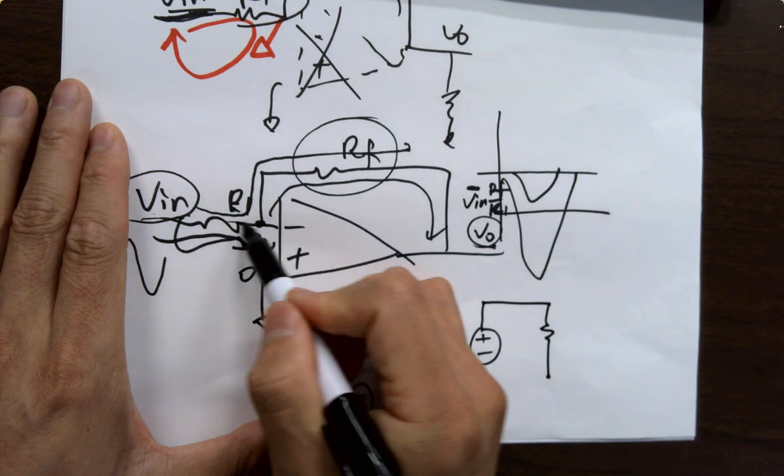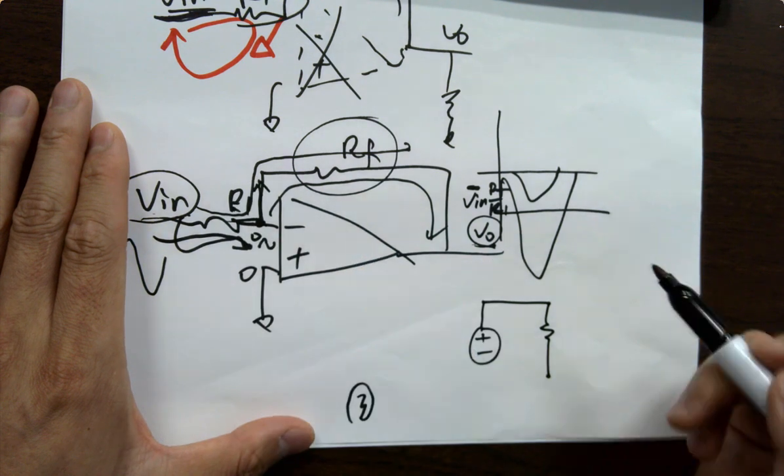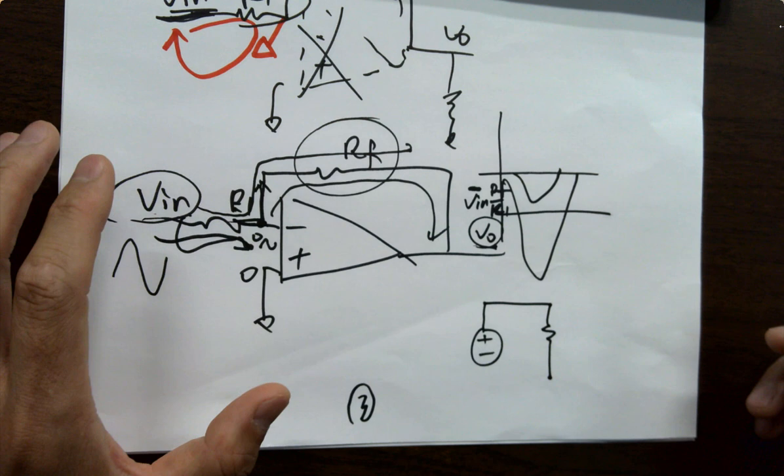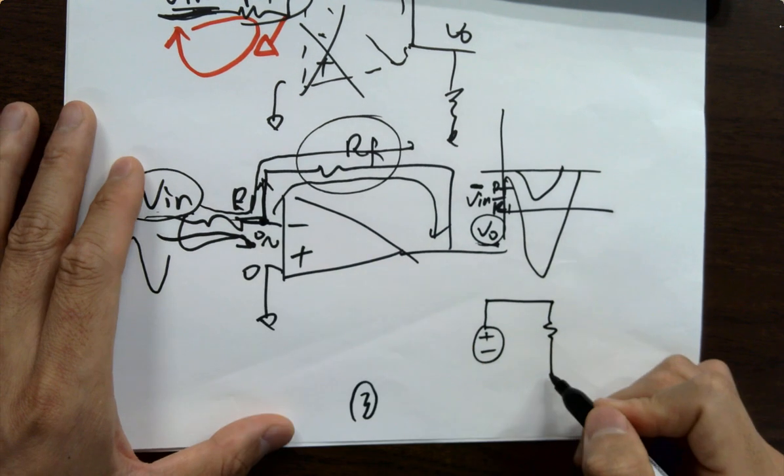But do you still have current flowing here? You still have current, right? The current and voltage are different things. You still have current, but you don't have a voltage here. So look at this example.